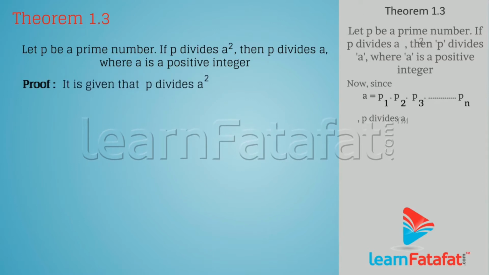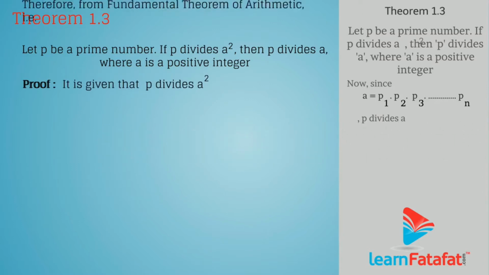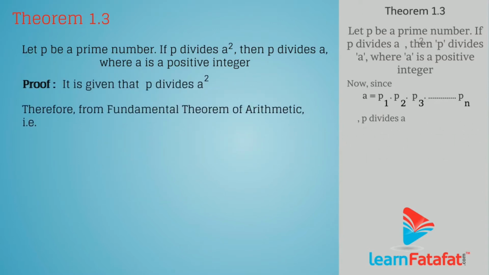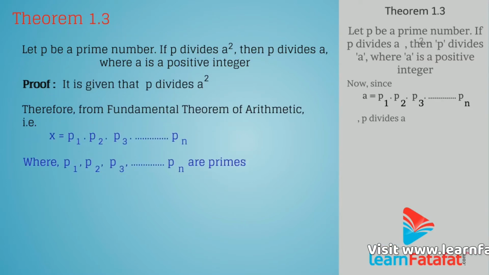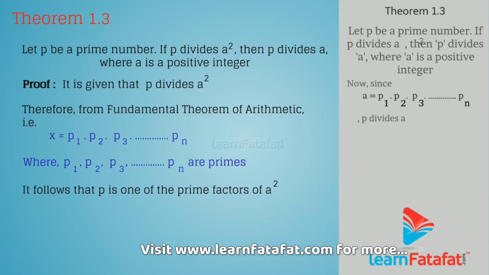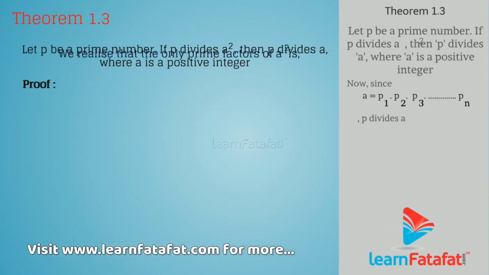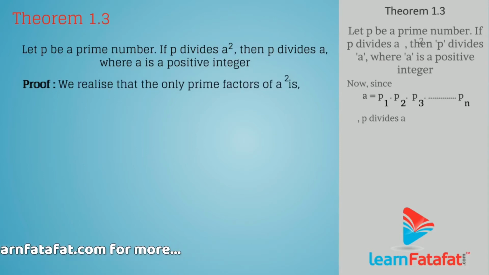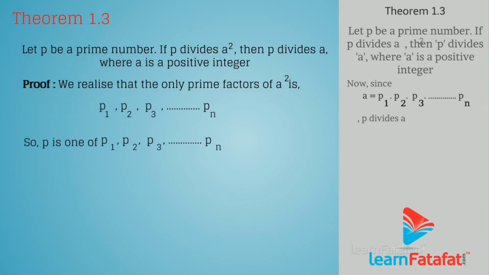It is given that P divides A square. Therefore, from the fundamental theorem of arithmetic, it follows that P is one of the prime factors of A square. We realize that the only prime factors of A square are P1, P2, P3 till Pn. So P is one of P1, P2, P3 till Pn.